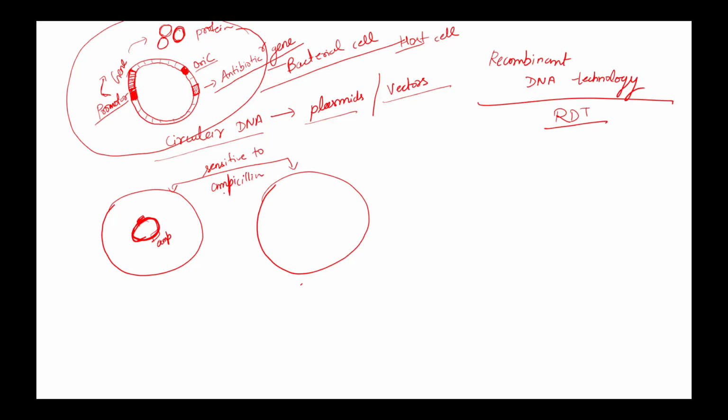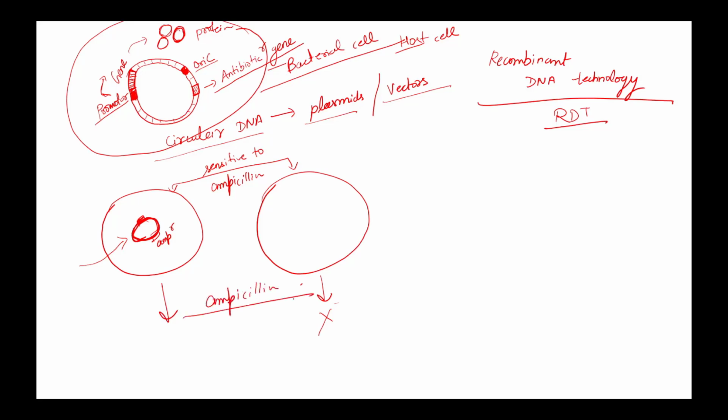Sensitive to ampicillin, which is an antibiotic. But when we put this vector inside a bacterial cell, which is harboring the ampicillin resistance gene, it will produce a gene product that can overcome the effect of ampicillin. So a cell which does not have any ampicillin resistance gene, or which does not have this vector, won't survive when we give ampicillin.